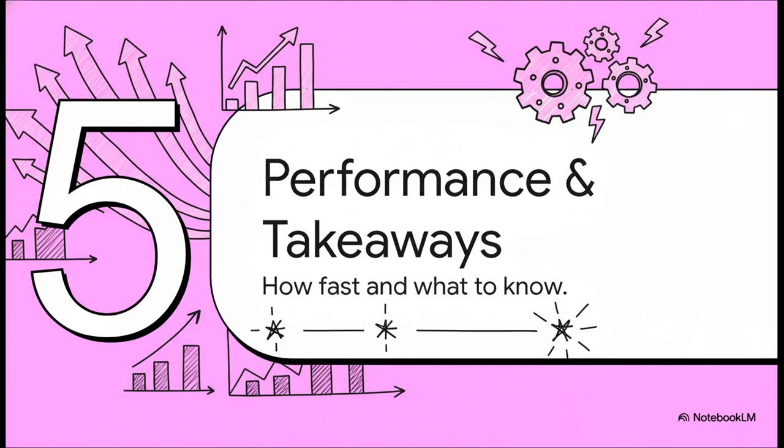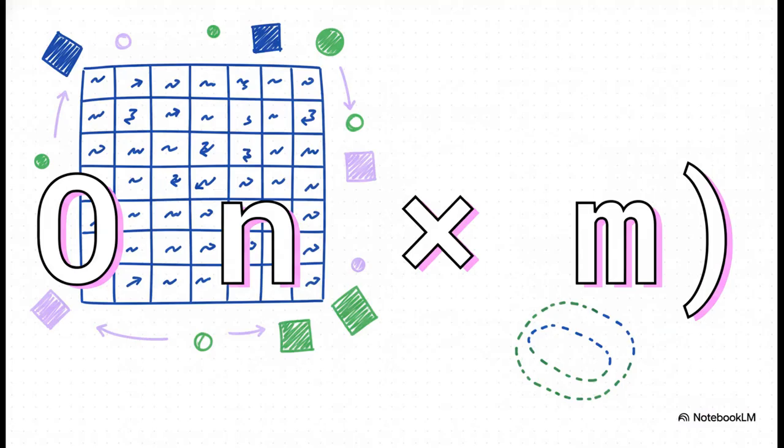And what are the absolute key things you need to walk away with? Let's wrap this all up. You might see this big O notation and think it looks kind of complicated, but it's really not. O of n times m is just a fancy way of saying that the time it takes to run our program is directly tied to the number of elements in the matrix. To transpose it, we have to visit every single cell exactly one time. No more, no less. It's as efficient as you can get.